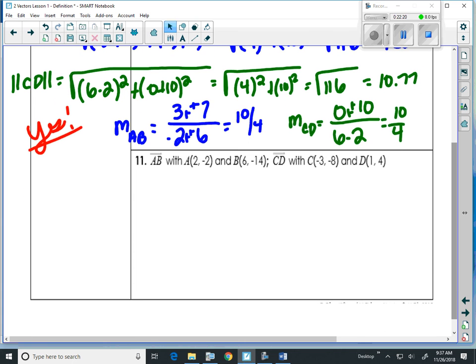Okay, now number 11, you're going to do the exact same process. I want you to at least do the magnitude. So go ahead and do the magnitude for number 11. If you can do the slope, go for it. I know it's just been a while since you all have done the slope. So go ahead and do the magnitude at least, and then we'll come back together here in a second and we'll do the slope.